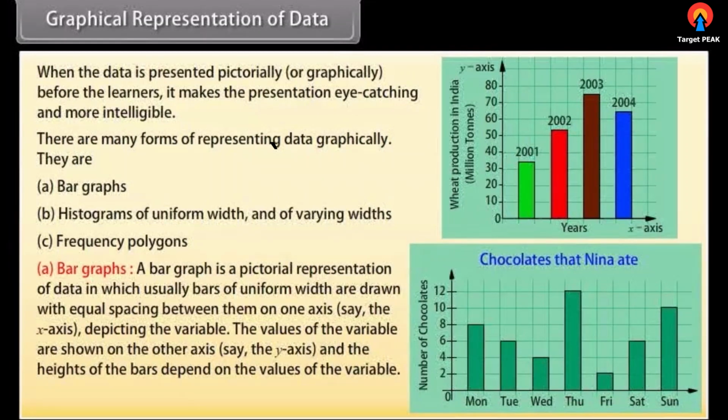Let us take one example to read the bar graphs. Observe this bar graph. This represents the number of chocolates that Nina ate last week. Now, can you tell which day she ate the most number of chocolates? We can see that on Thursday she ate the most number of chocolates.